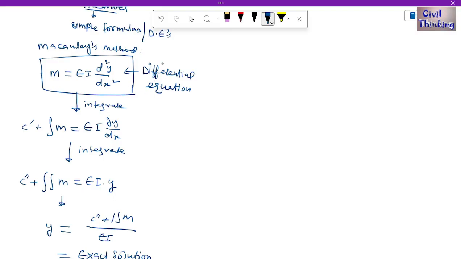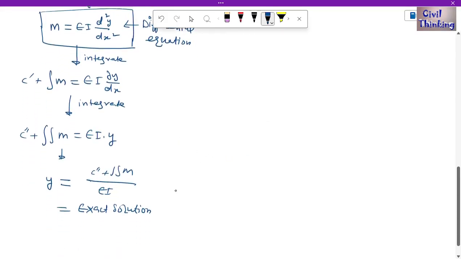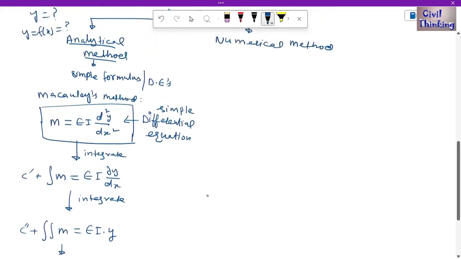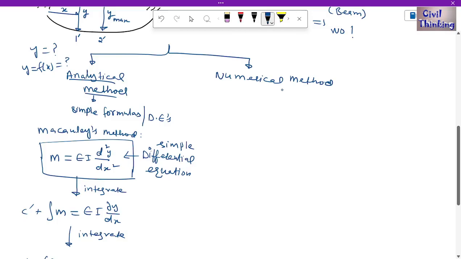Now right here it is a simple differential equation, but we got an exact solution. Okay, this is accurate, y is exactly this. Now when I talk about numerical methods, I will basically talk about the finite element method, because the finite element method is a numerical method and it is used in the Ansys program.